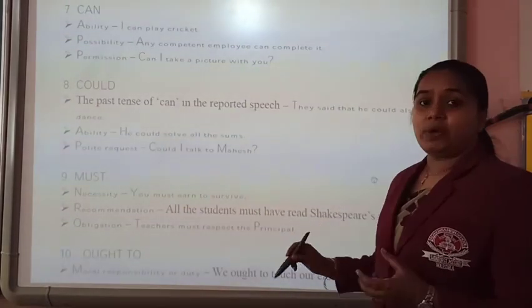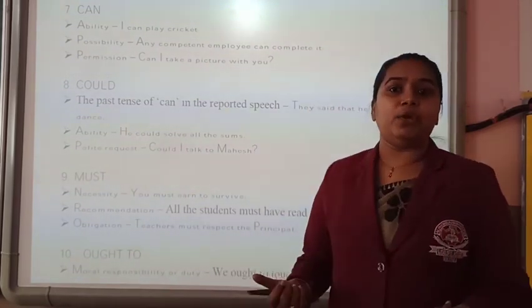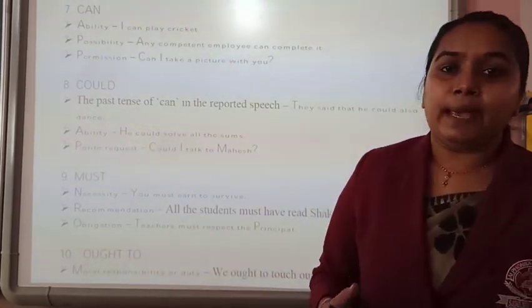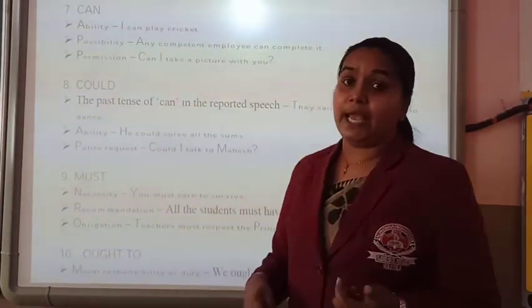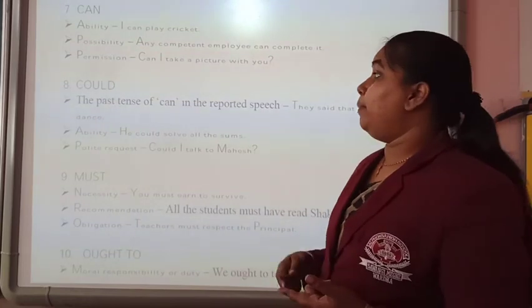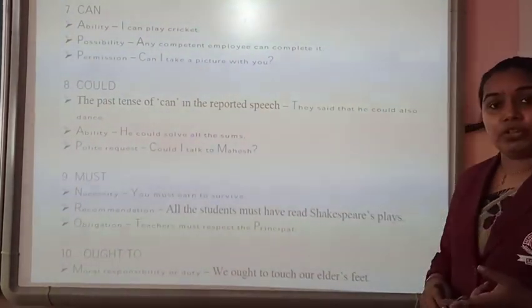Now the next one is can. Can is very clear: I can do this. So I am showing my ability. It expresses ability, possibility: anyone can dance. Permission also we use can: can I take a picture with you?